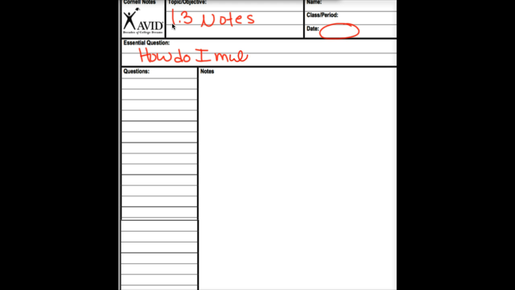Our 1.3 notes will answer the question, how do I multiply? I'll write a little slower here. I'm kind of cruising along here. How do I multiply by a single term? And a single term is actually called a monomial.